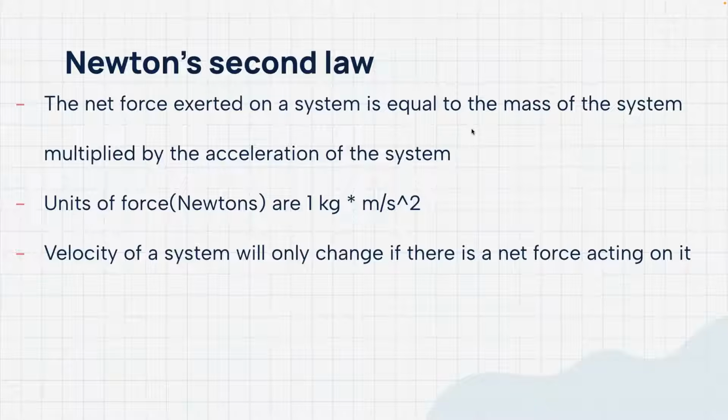Newton's second law. The net force exerted on a system is equal to the mass of the system multiplied by the acceleration of the system. That's essentially Newton's second law. F net is equal to ma, where the F net is in the direction of a. The units of force, newtons, are kg times meters per second squared. This is obviously because F net is equal to ma, the unit of mass is kilograms, and the unit of acceleration is meters per second squared.